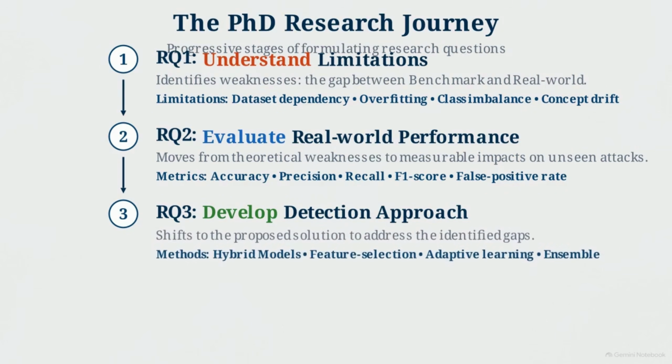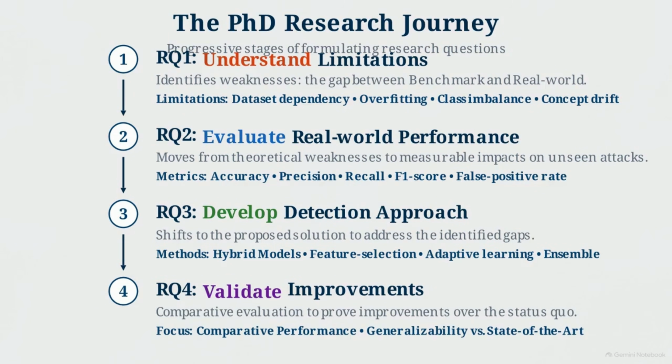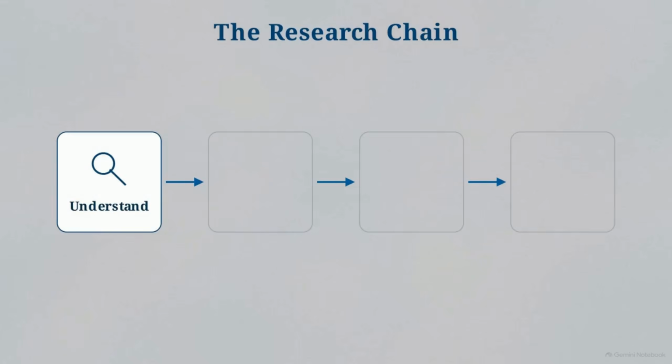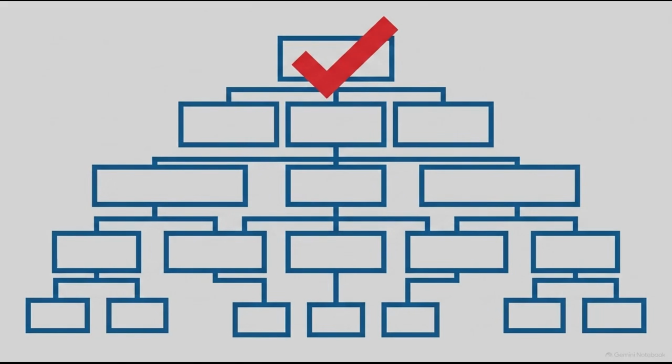Research question 3 shifts toward addressing the problem. We ask, what specific approach, perhaps a new hybrid method or feature selection technique, can actually improve detection capabilities? Research question 4 evaluates our proposed solution. We measure exactly to what extent our new approach improves performance compared to existing methods. Notice the progression here: understand, evaluate, develop, validate. PhD examiners actively look for this structure because it creates a logical, highly defensible research journey.